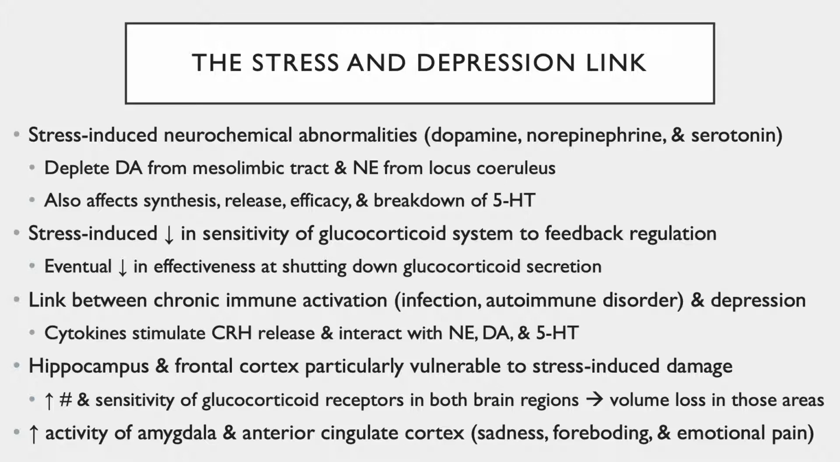Typical forms of depression are also linked to higher than usual glucocorticoid levels. Sustained stress, particularly when there is lack of control or lack of an effective outlet, is linked to depression. Stress-induced decreases in the sensitivity of the glucocorticoid system to feedback regulation can eventually lead to decreases in the effectiveness of the body's ability to shut down glucocorticoid secretion.